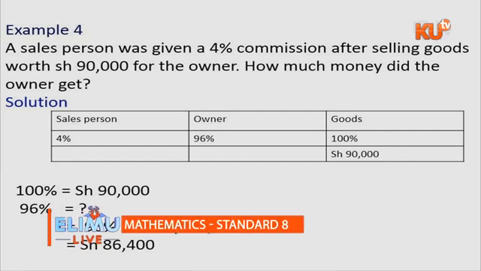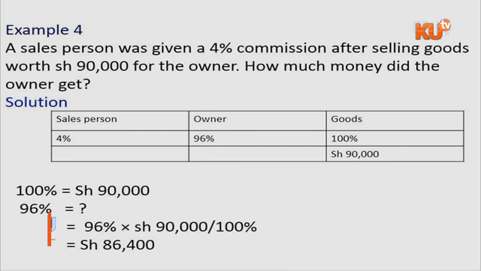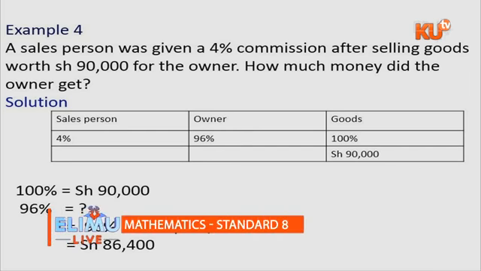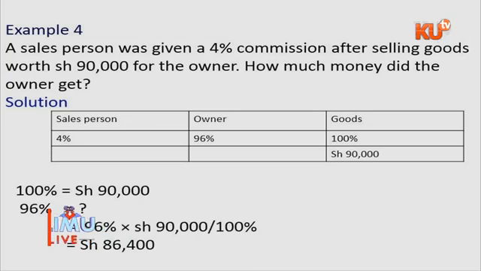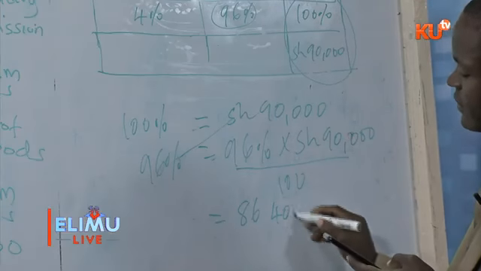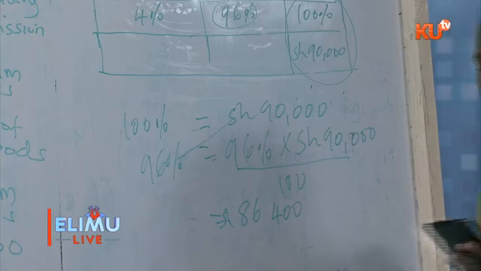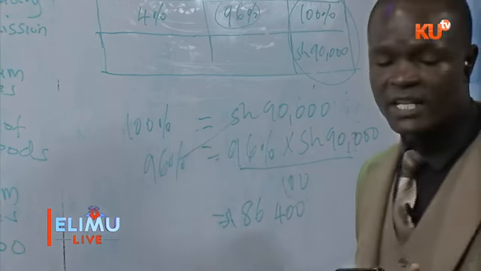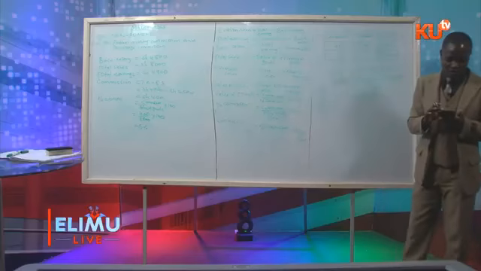How much money did the owner get? In terms of percentage, the owner got 96. So you come here and ask yourself, what will 96 represent now in terms of the amount? So this is cross multiplication. We multiply 96% times 90,000, then we divide by 100. When you divide that, you're supposed to get 86,400. So the 86,400 is going to be the total amount of money that the owner is going to get.